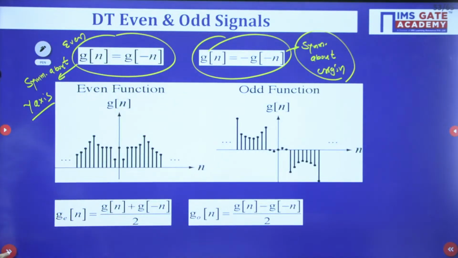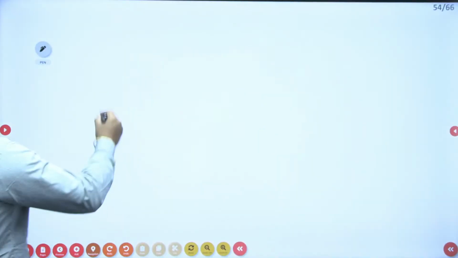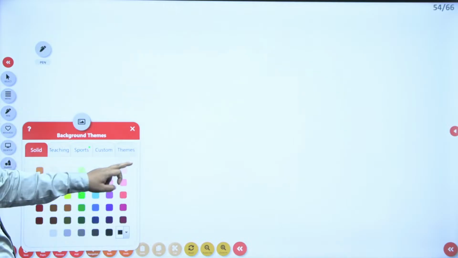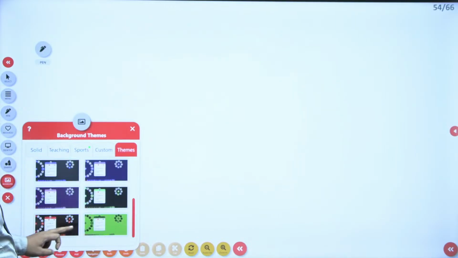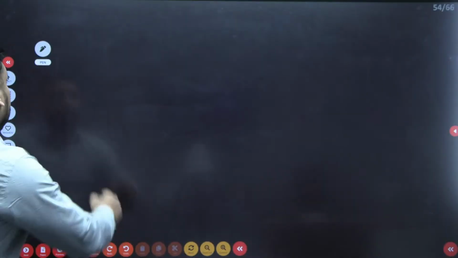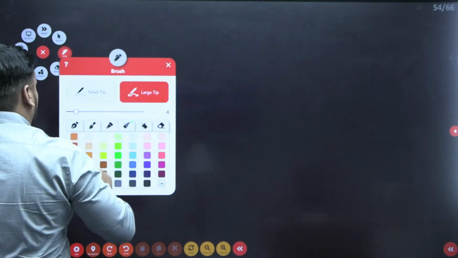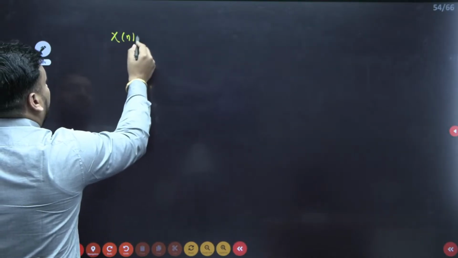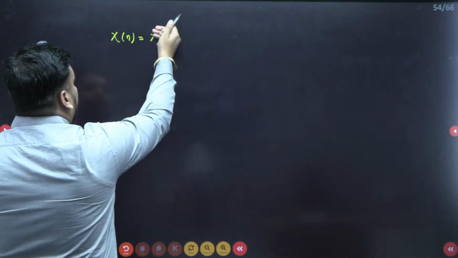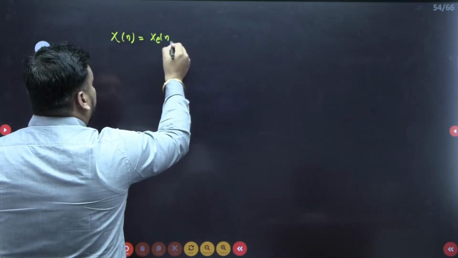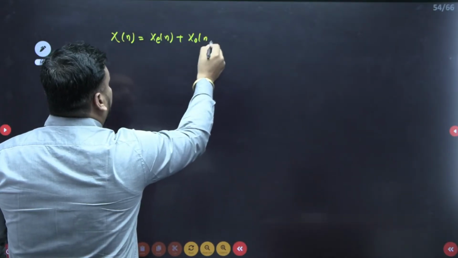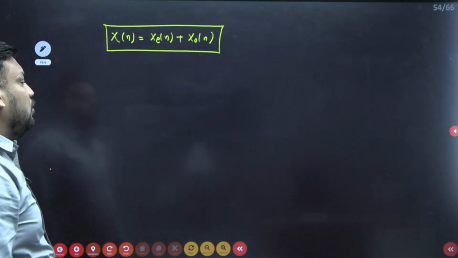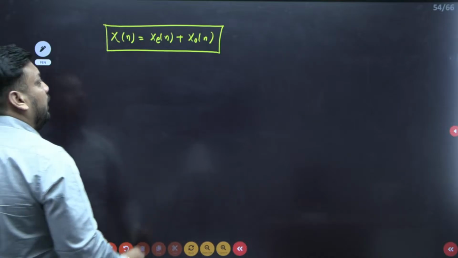So you can say that if the signal is neither even nor odd, it means suppose that x of n is a combination of the even part and the odd part of n. If x of n equals the combination of x even part of n and x odd part of n, then what will happen?